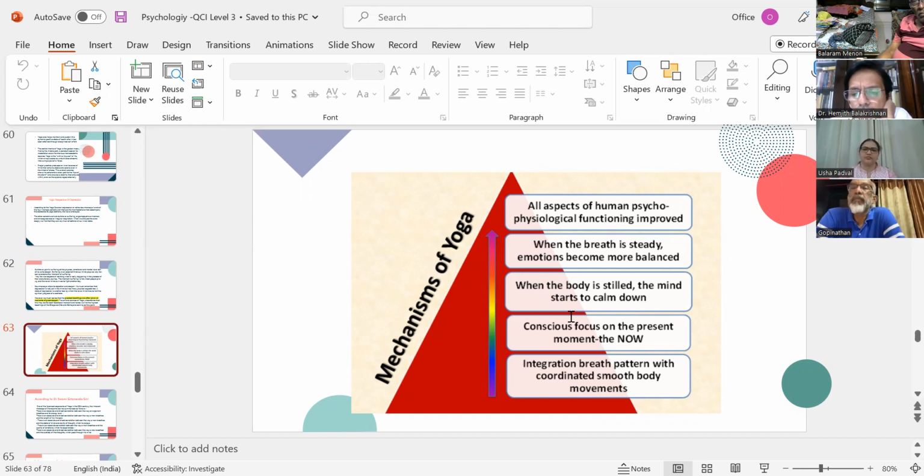Conscious focus on the present moment, the now. What happens in the present? If you are in the present, what happens? You will not think about past or future. But you will be in that moment only if you are concentrating on the now. You know what? Present is the only time when there is no ego.